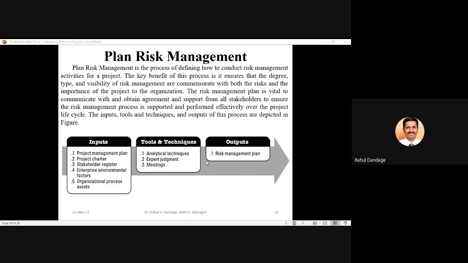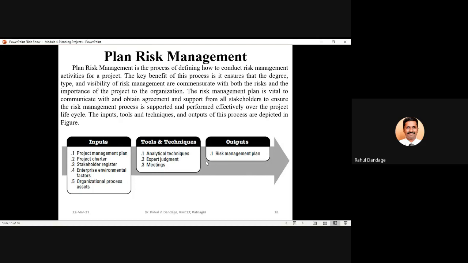So once you execute this plan risk management process, you will be ensuring what the degree of your risk management is, what the type of risk management is, and the visibility of risk management, and these will be from the point of view of how important your project is to your organization. The risk management plan is vital to communicate with and obtain agreement and support from all stakeholders to ensure the risk management process is supported and performed effectively over the project life cycle.